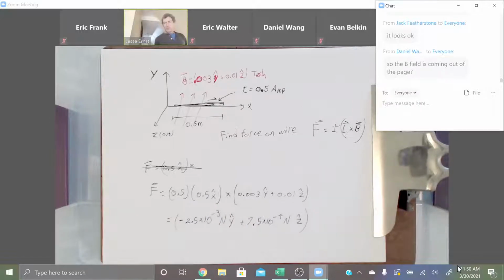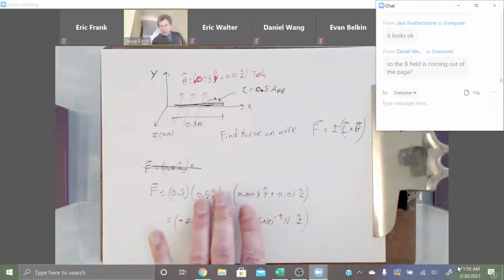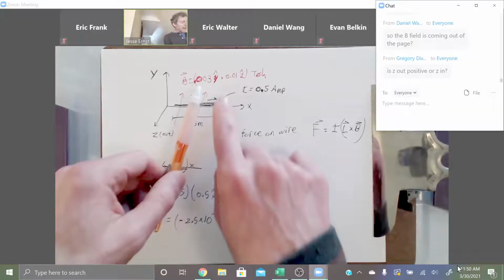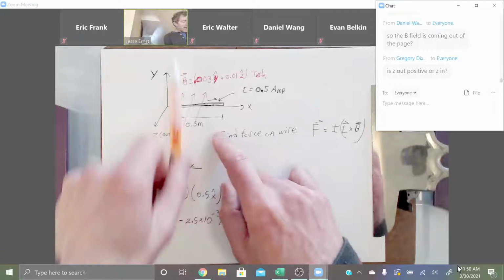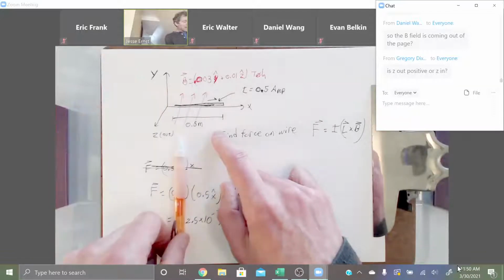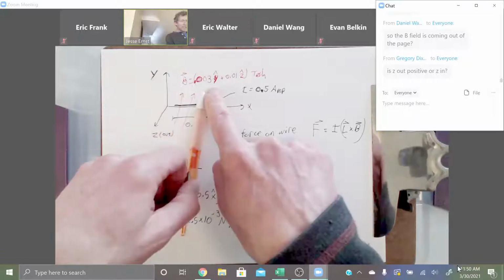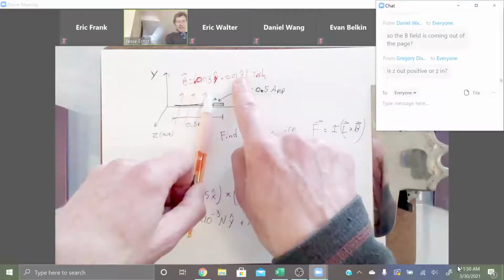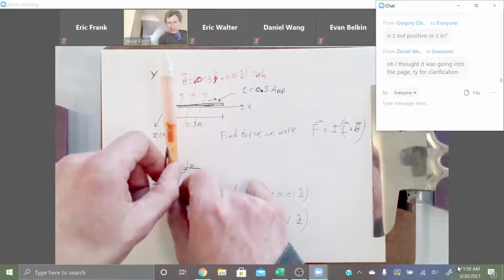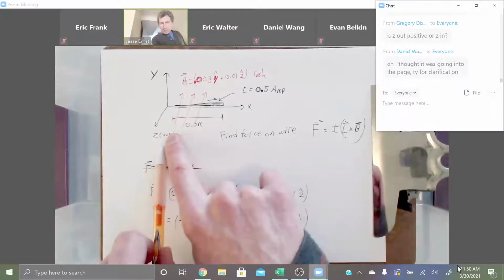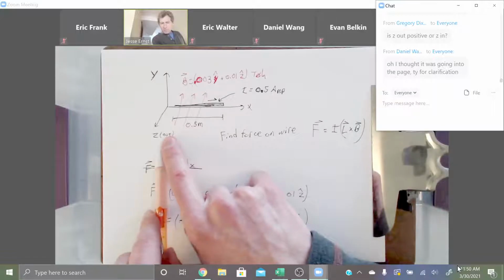All right, so think about questions on this for a second. So the B field, Daniel, the B field is coming out of the page, correct? It has a bit of, not purely out of the page, but it has positive y and positive z. And so it's more positive y than z. And so it's sort of leaned this way a little, but it is coming somewhat out of the page. Z positive is out, Greg and Daniel.